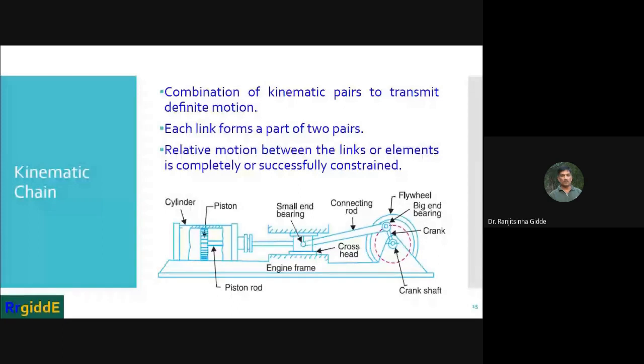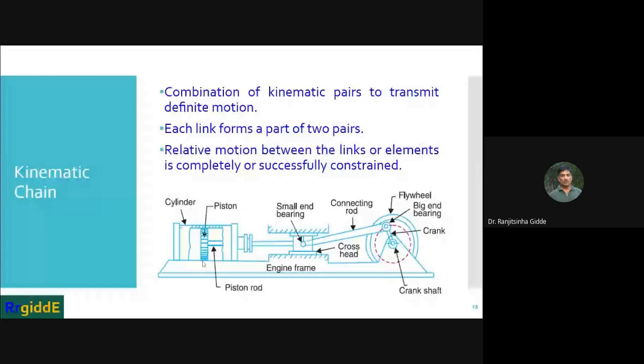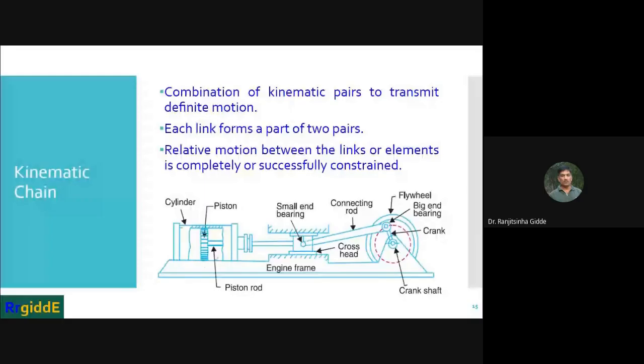So here you can see the piston, this is the piston rod and crosshead. This piston is going to slide inside this rectangle, or you can consider it as a chamber. This is called a crosshead. So this constitutes one link. This is known as one link.